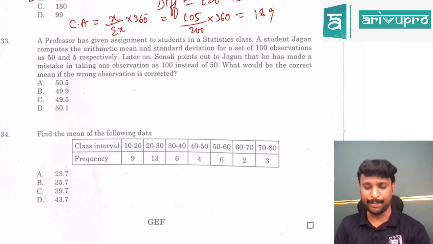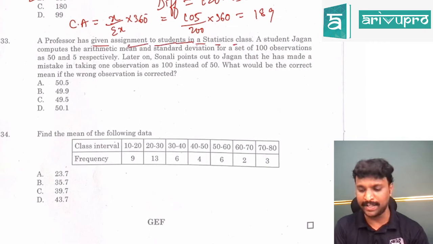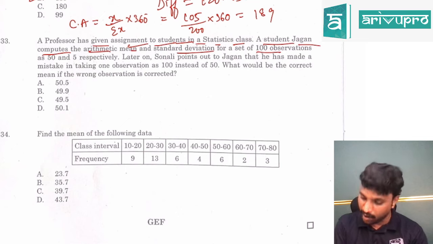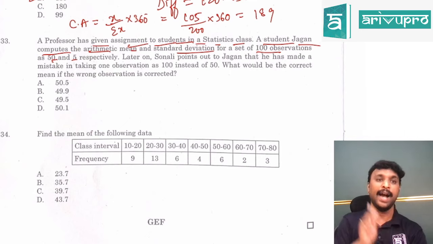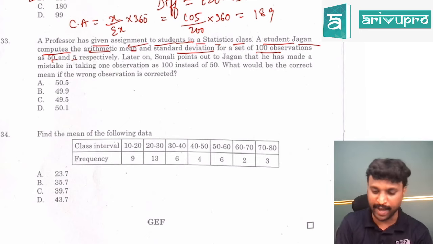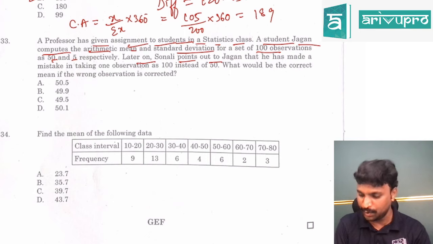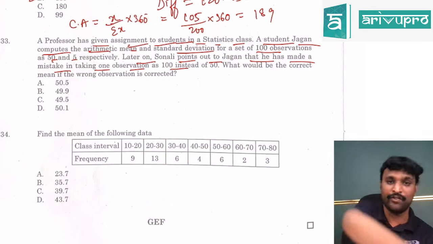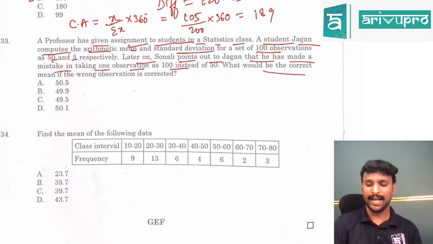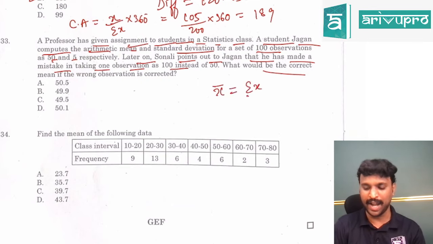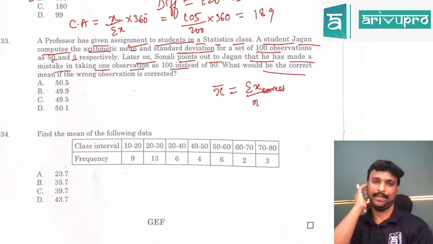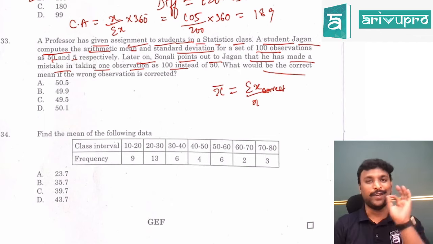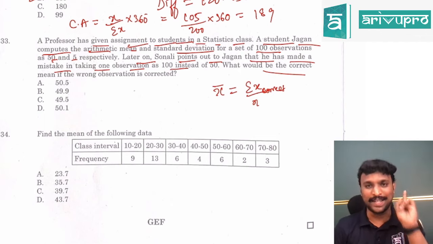Question number 33. A professor has given an assignment to a student in statistics class. A student, Jagan, computes the arithmetic mean and the standard deviation of 100 observations as 50 and 5. Arithmetic mean is 50 and standard deviation is 5. Later on, Sonali points out to Jagan that he has made a mistake in taking one of the observations as 100 instead of 50. So what is the correct mean? Guys, correct mean, if you want to find it, is summation x by n. Summation x should be a correct value only, but you need to first of all find the wrong value of summation x.